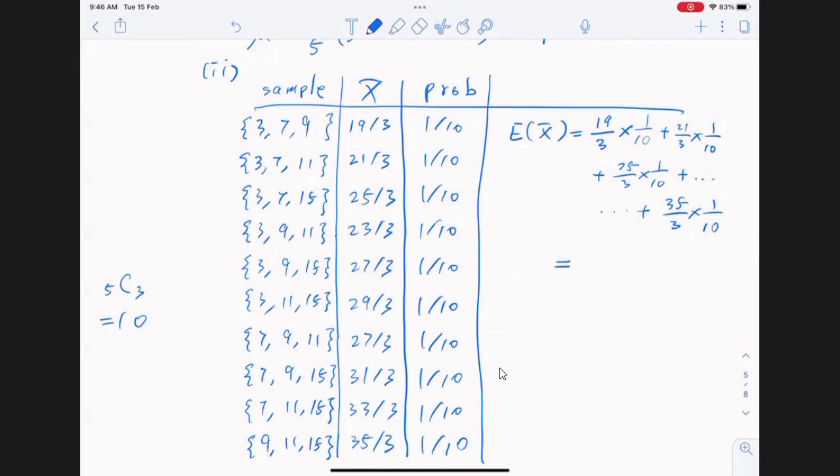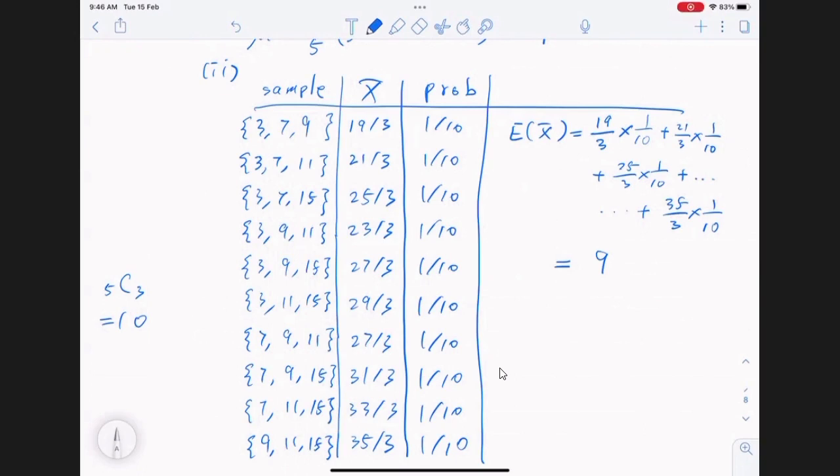What will be the value? Without doing the calculation, just make a guess. What will be this expectation? Nine. Yeah, very good. It will be equal to 9. You can try to do the calculation with a calculator. You will find that the expectation of the sample mean computed here is equal to 9. Because we have the mathematical fact: the expectation of the sample mean is equal to the population mean. And we already got the population mean being 9.